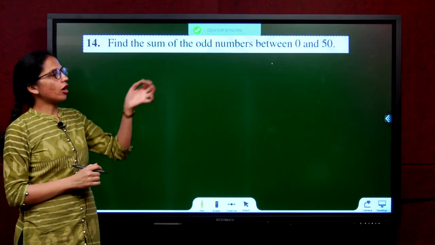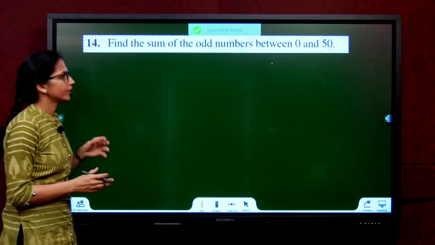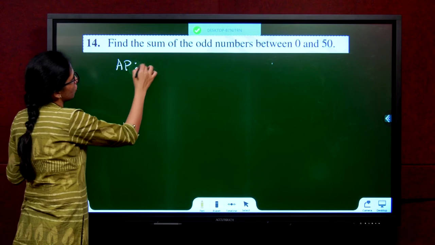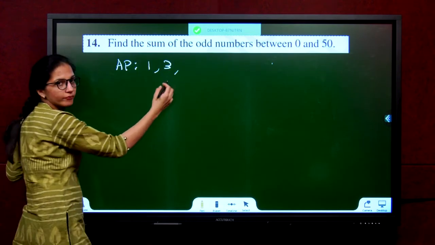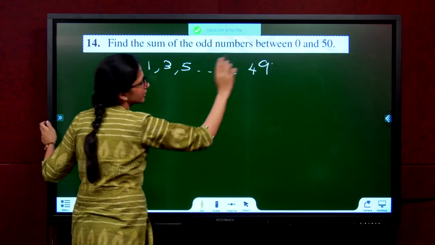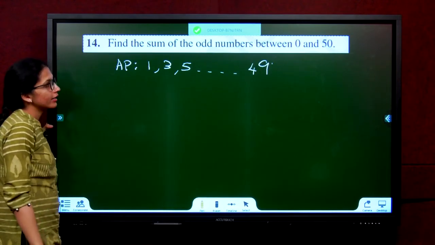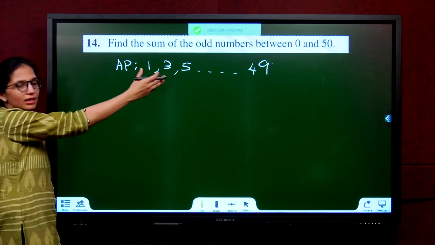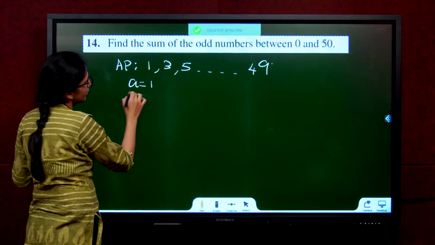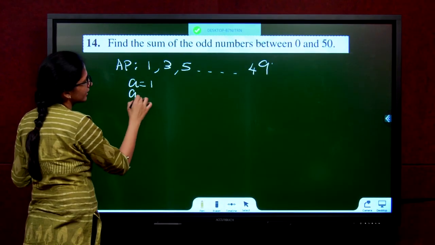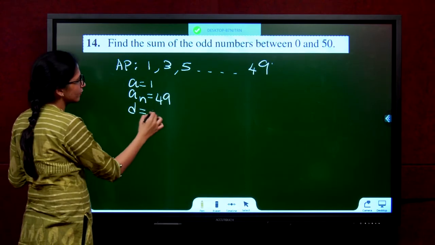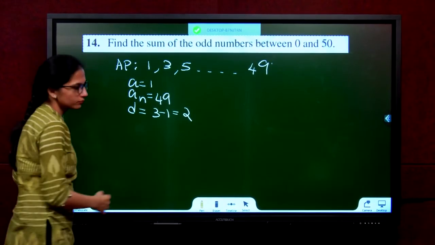Find the sum of the odd numbers between 0 and 50. 0 is an even number. Next, which is the odd number? 1. After 1, 3. Then 5. We know for sure the last odd number here is 49. Do you agree? Yes. So I have a is equal to 1, an is equal to 49, and d is equal to 3 minus 1, which is 2.